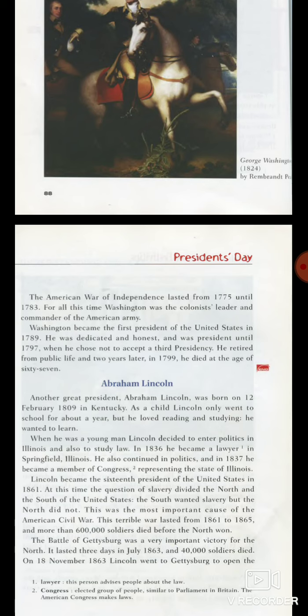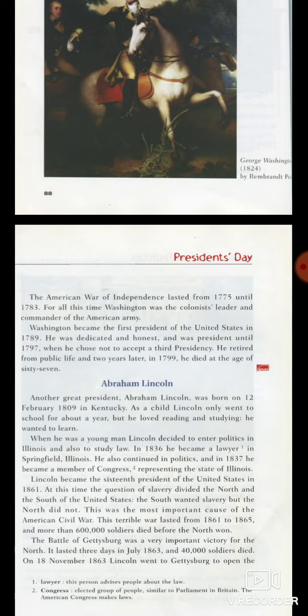At this time, the question of slavery divided the North and the South of the United States. The South wanted slavery, but the North did not. This was the most important cause of the American Civil War. This terrible war lasted from 1861 to 1865, and more than 200,000 soldiers died before the North won.